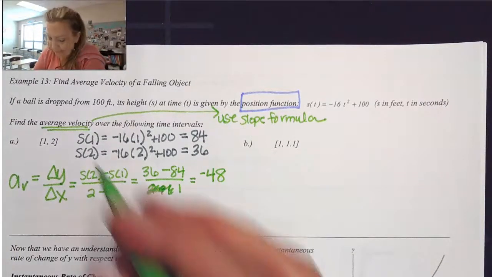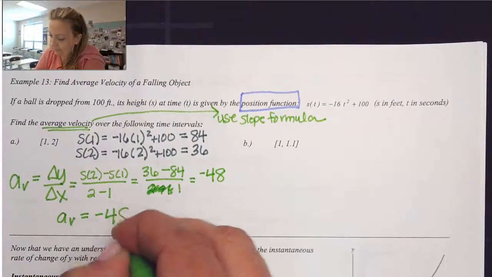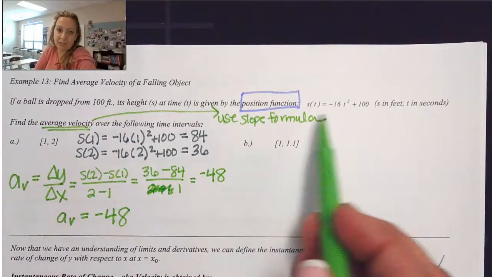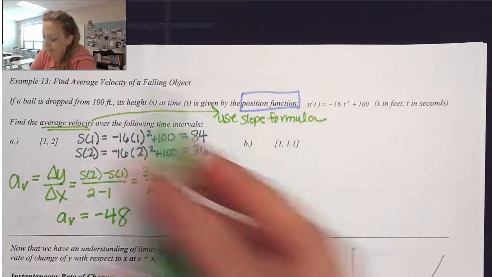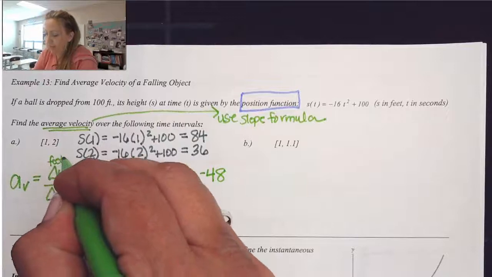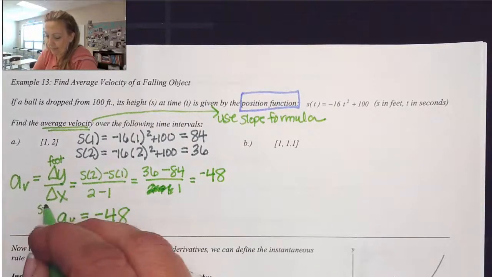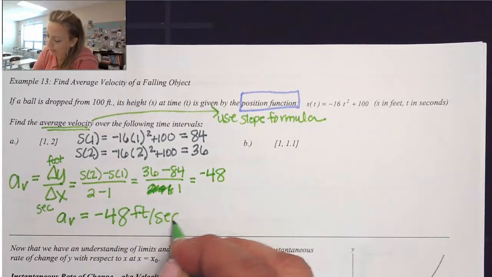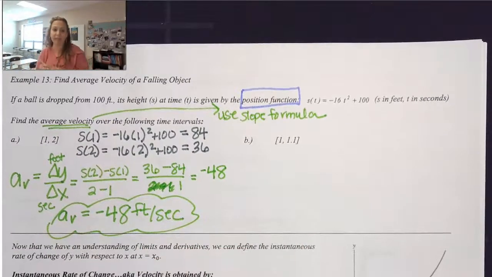So what that tells me is that my a sub v is negative 48, and we should put a unit on there. My change in s at this point represents the distance in feet, and my change in t is in seconds. And so the unit that we would have on this average velocity is negative 48 feet per second.